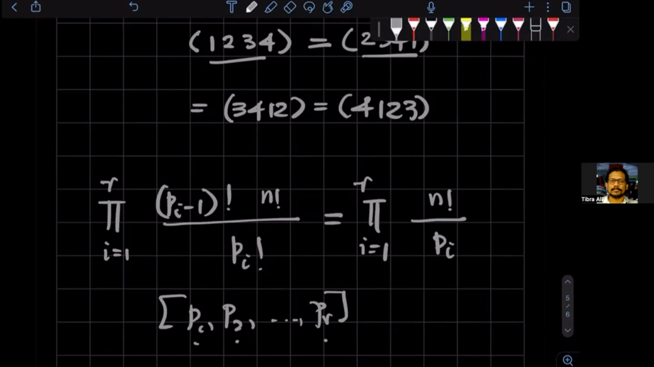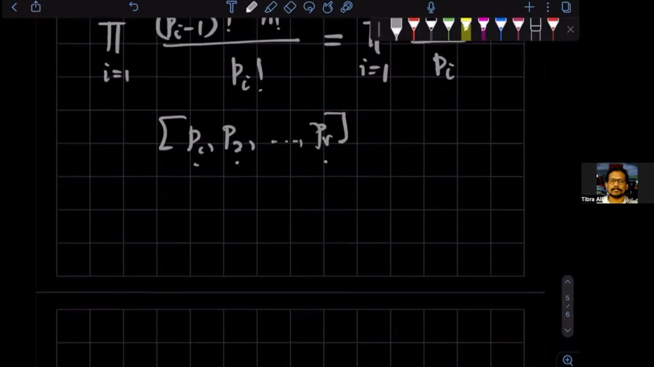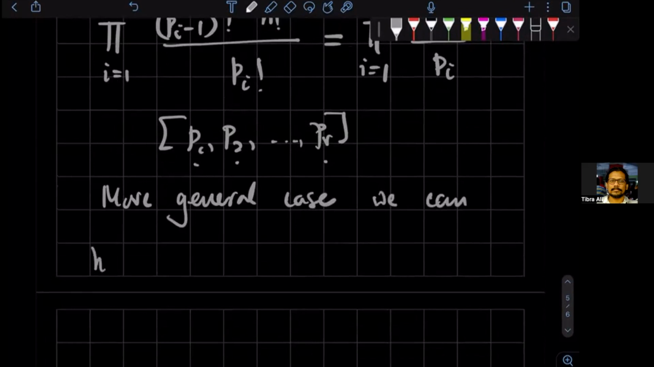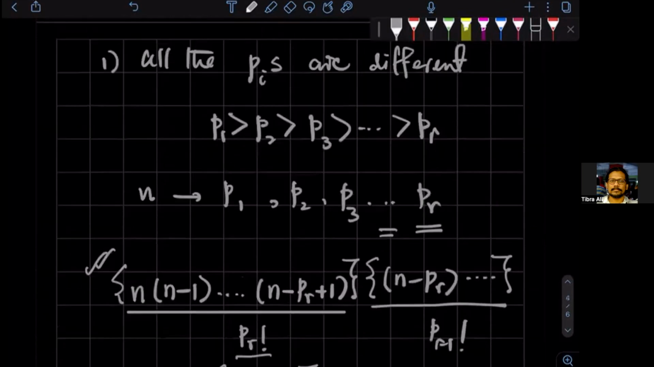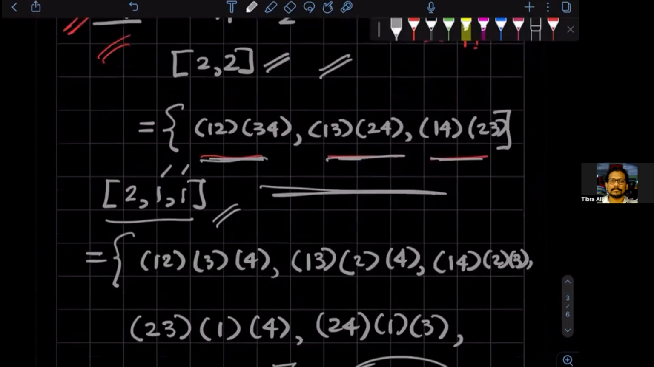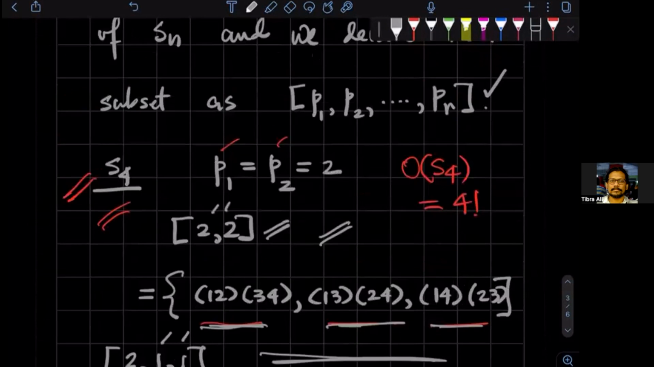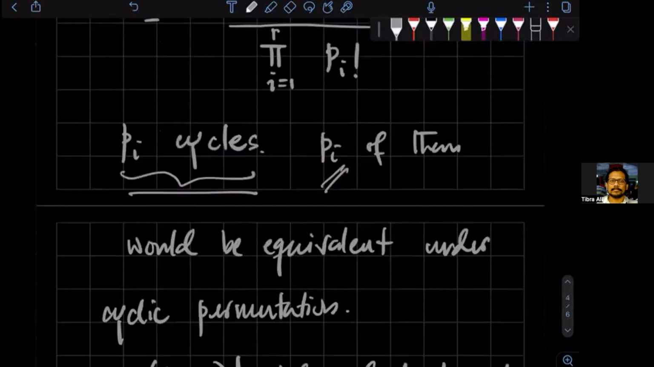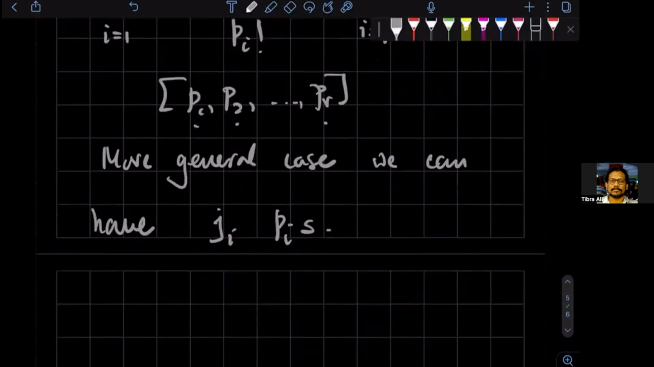So that is a very special case, but now we do the more general case. In the more general case, we can have j_i p_i's. So for example, what we did here, right? Here we had 2 of the P's being equal. Here we had 2 of the P's being equal. Okay, so in the general case, this is what we'll have.